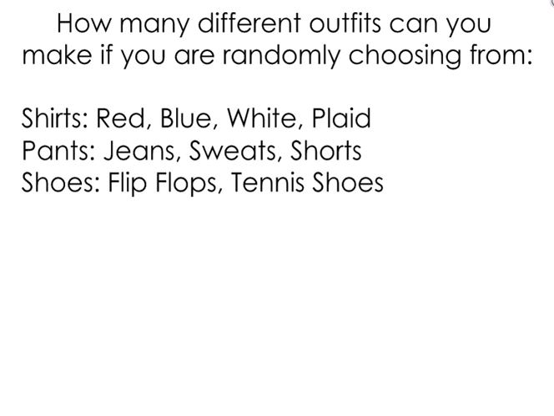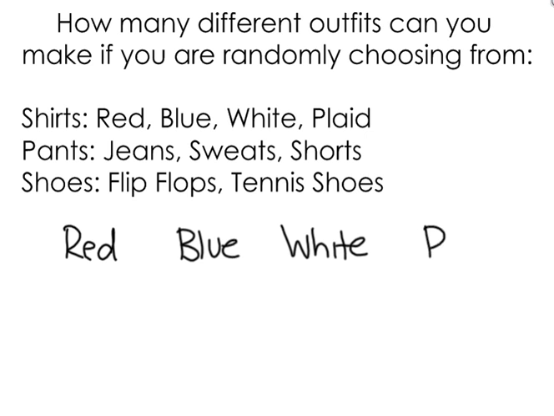All right, so for this one, it just says how many different outfits can you make if you're randomly choosing from the things listed below. We will make a tree diagram with this just because we have 3 levels, but we'll also apply the fundamental counting principle so that you can see the shortcut. So the first thing that we're going to choose between is our shirts. So we can choose between a red shirt, a blue shirt, a white shirt, or a plaid shirt. Okay, and then the next set of branches will show our 3 different types of pants that we could have.